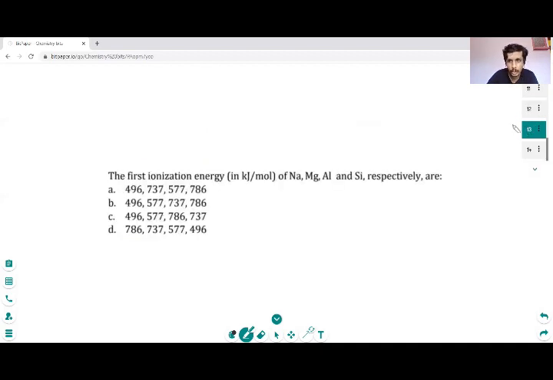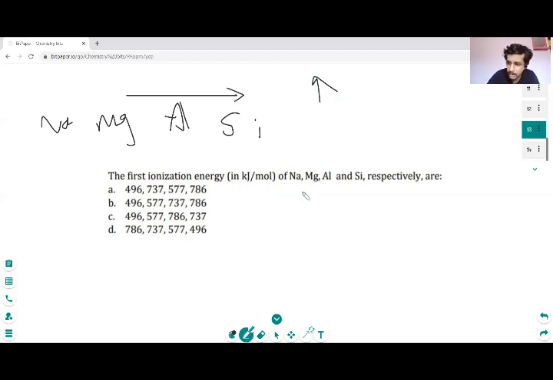So, the first ionization potential, or ionization energy, of sodium, magnesium, aluminum and silicon. What happens to the first ionization energy? These all belong to the same period: sodium, magnesium, aluminum and silicon. When we go from left to right, the ionization energy should increase. The same thing happens here. Sodium has the lowest ionization energy, then comes magnesium.